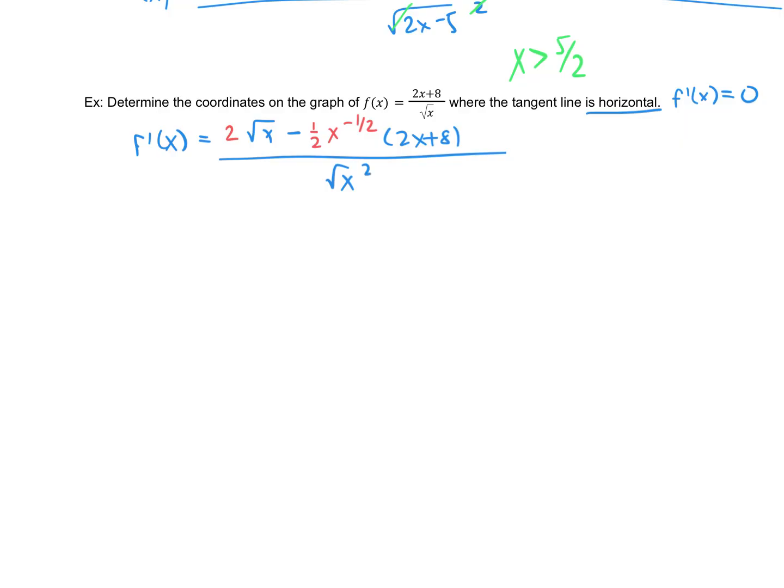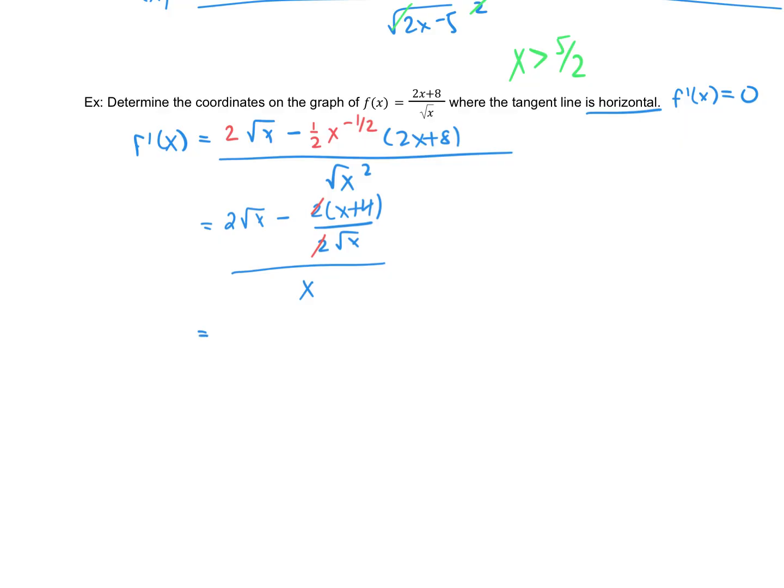Because I do have to set this equal to 0, I am going to clean this up for solving purposes. So I'll have 2√x minus, when I bring the negative exponent down, I'll have 2x plus 8 on top over 2√x, and actually just going to erase this and factor out a 2. That way those two can cancel out. And then for the denominator, it's all over x because √x all squared.